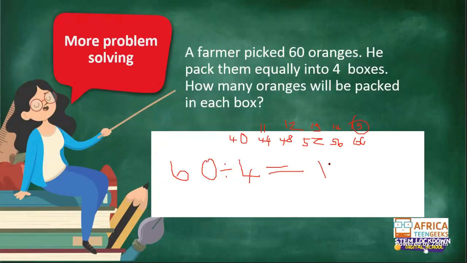15. And that is how you write it down. You will write it down this way. You will say 60 divided by 4 equals 15. And that is how we solve our problems. This is the correct way in solving problems. And you have to start practicing it now like this.